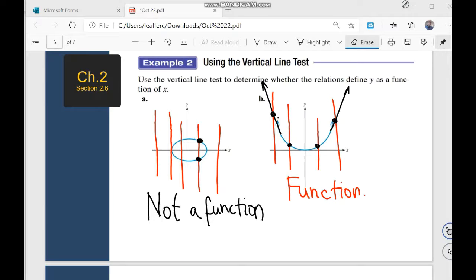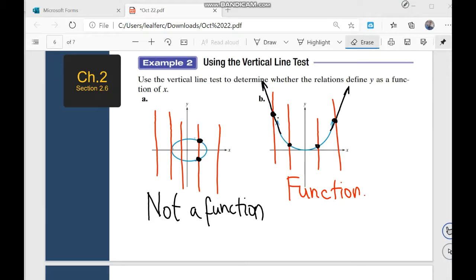So keep it simple. It's as simple as that. If you find just one line that can cross the graph in 2 points, it's not a function. If you cannot find a line that crosses the graph in 2 points, yes, it is a function.